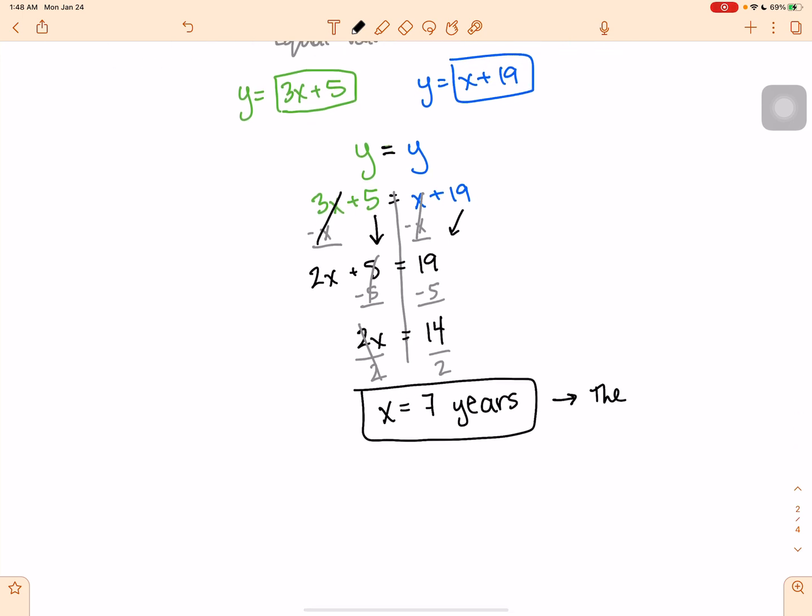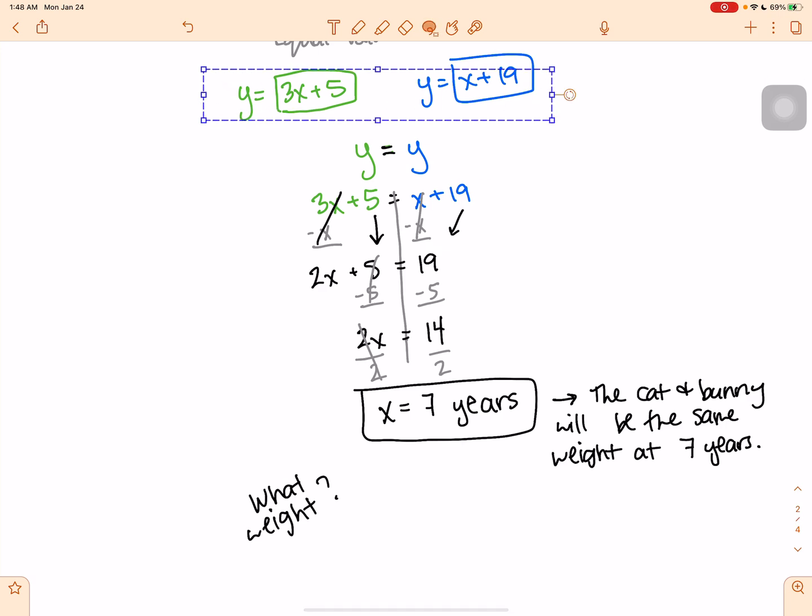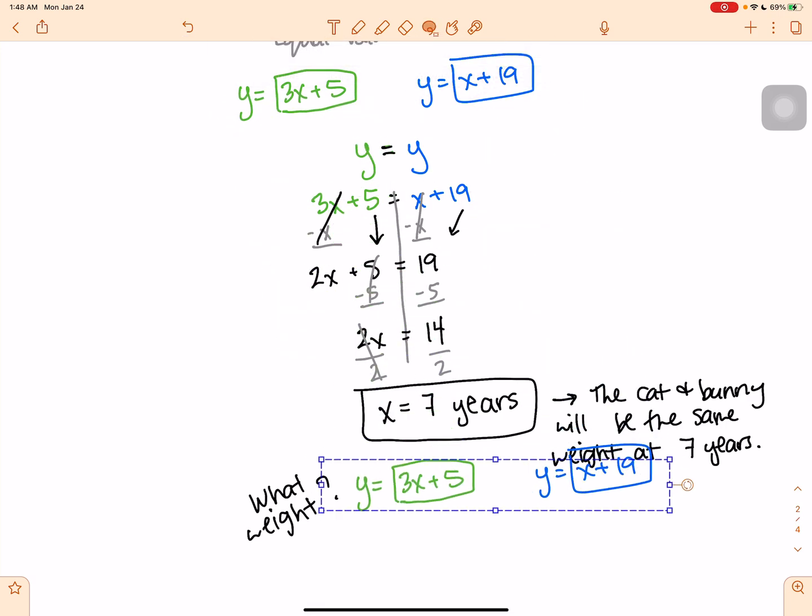So the cat and bunny will be the same weight at 7 years. But what weight will that be? We already know that it's 26 pounds, but we can substitute in x for each of our equations. So if I were to take each of these, let's duplicate them.